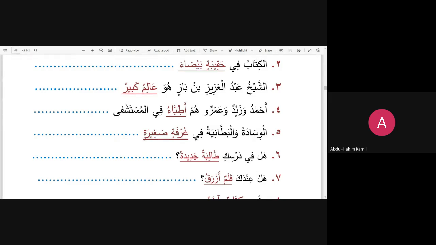We want it ma'rifa now. Darsiki. So slow down. Darsiki. Just stop right there. You can't stop after the alif lam. You can't say hadha fil bait. You can't stop on the alif lam in the middle of the word. So say hal fi darsiki. Okay, now make talibatun jadidatun alif wa lam. Make it ma'rifa.